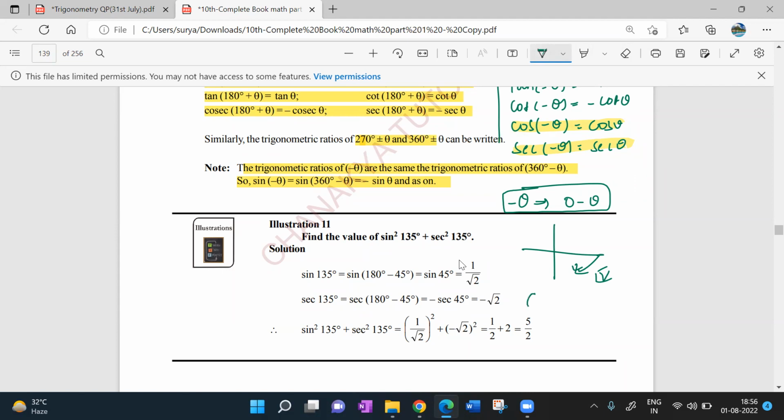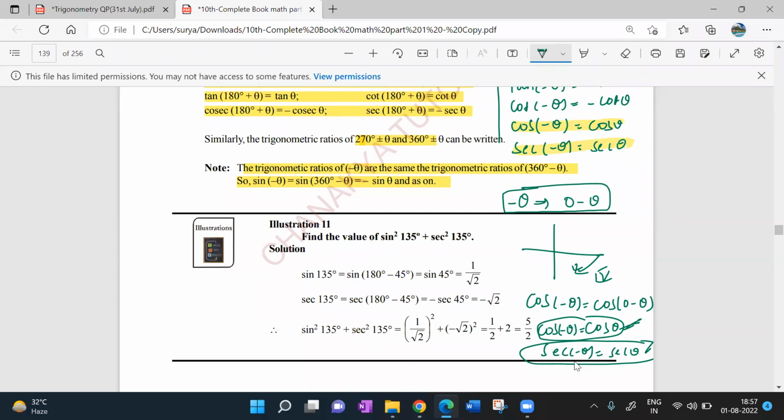So cos of negative theta can be written as cos of 0 minus theta. So cos of negative theta is what? Fourth quadrant means cos of theta only. So cos of negative theta is always cos theta. Any doubts? No doubt, sir. Okay. So secant of negative theta is what? Secant is also positive in the fourth quadrant. That is what he has given.